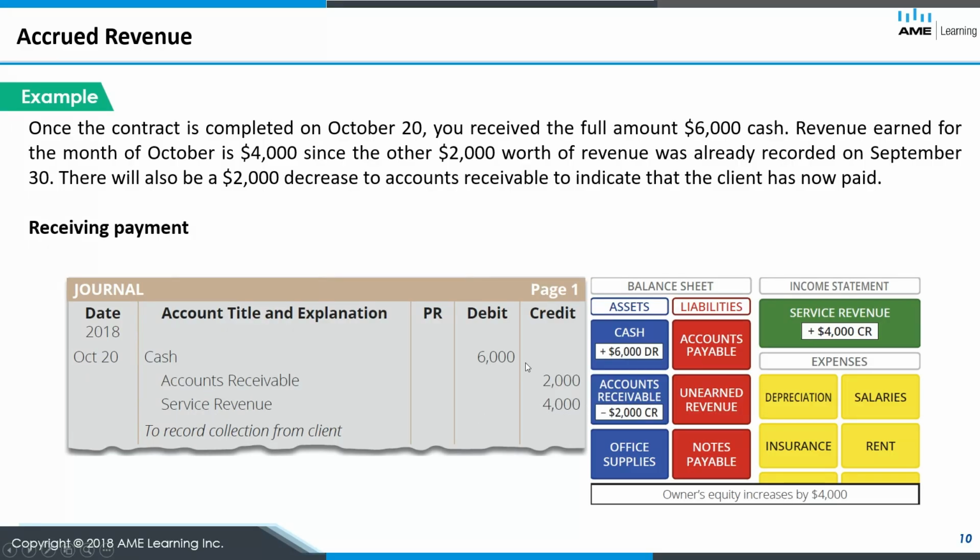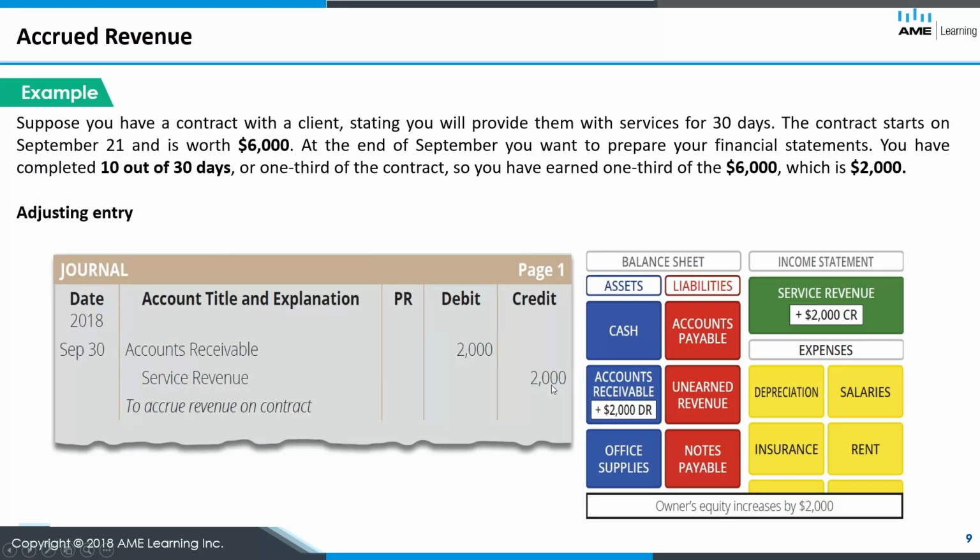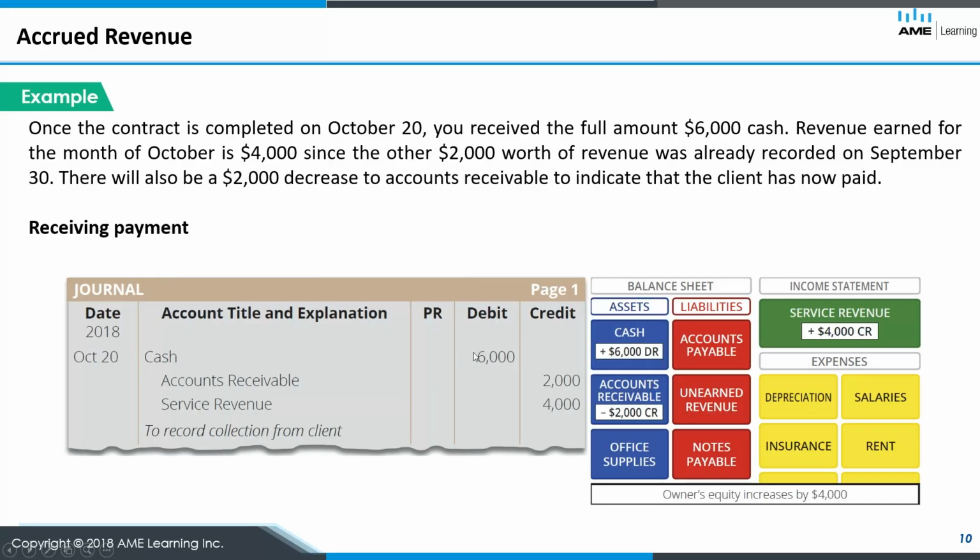We get paid the full amount of the contract from the client on the 20th, it looks like. So we got paid the 6,000. So then we reduce the receivable that we previously recorded here to make that go to zero, because when we receive that cash, we no longer have a receivable. And then we're going to record the $4,000 of revenue to represent that we earned 2/3 of that contract. 20 days of those services were provided in October, not September.